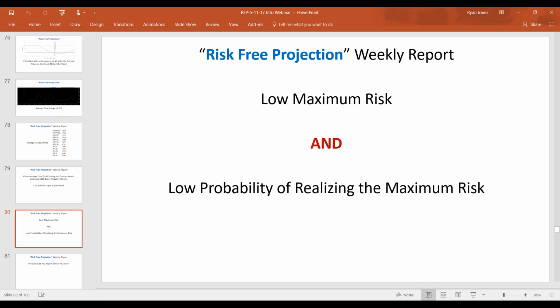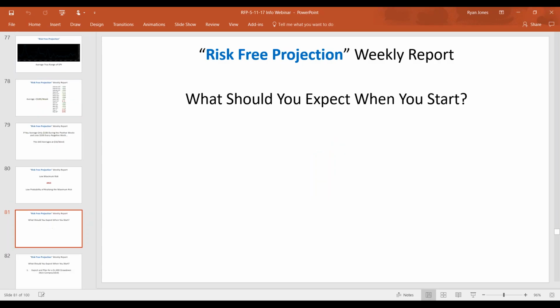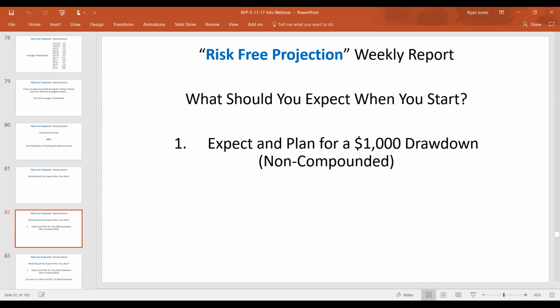All right, so it's the low maximum risk. This is why the probabilities are so high and why this is worth making your primary focus, because of the low maximum risk and the low probability of realizing that maximum risk. All right, so what should you expect when you start? Let's get into realistic expectations. You're brand new to this. What should you expect? Well, number one, expect and plan for a $1,000 drawdown, non-compounded.